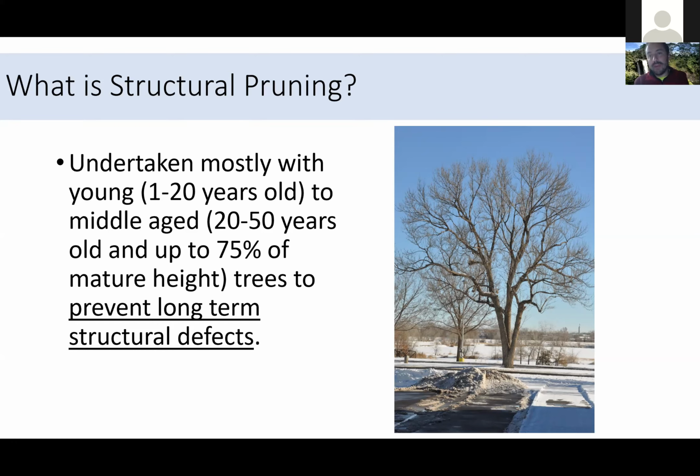So structural pruning is done to these younger trees to prevent long-term structural defects. You see this ash in the picture here has these 3 large trunks very low down on its canopy. That's a structural defect. The tree has survived to this point. Hopefully it keeps surviving. But at this point, we are not going to prevent that defect, right? It's already happened. We might mitigate the risk that the tree fails, i.e. that it breaks in a storm, by lightening the loads, by thinning at the ends of these branches or things like that, but we're never going to fix that defect. It's with the tree for its life.